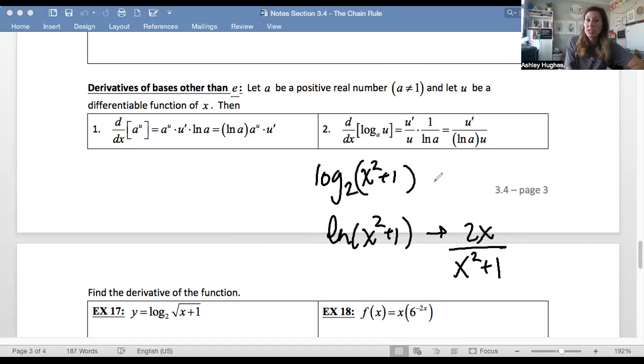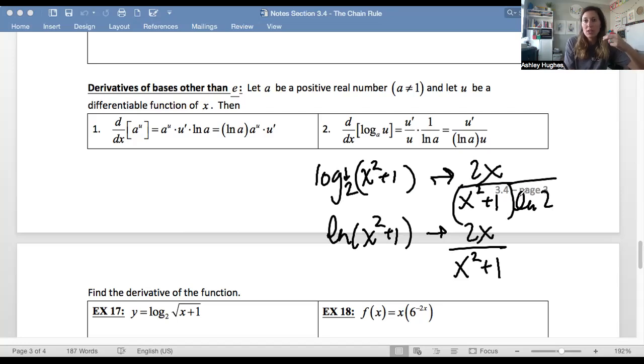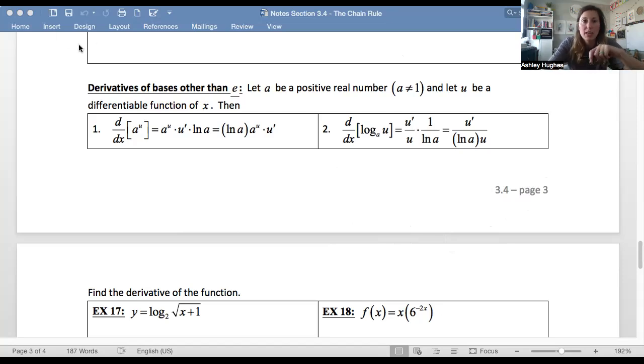If I have this one, it is just like that, with one extra thing. I divide by the natural log of this base, because of the change of base formula, okay? So you just have to remember to add that ln of the base a on the bottom, but it's the same rule as natural log, just with that extra base.